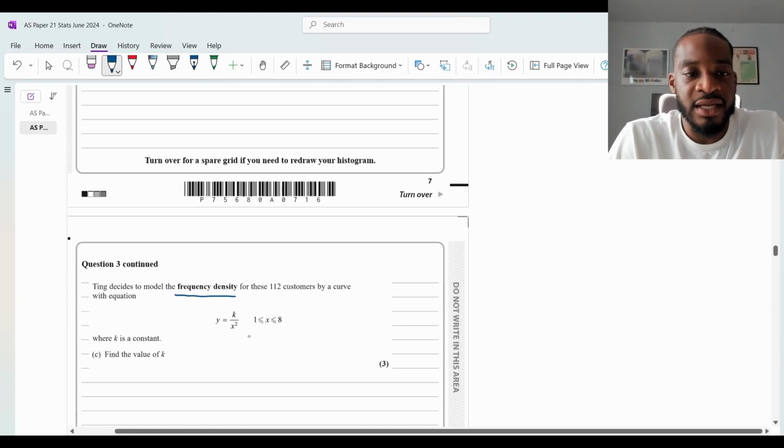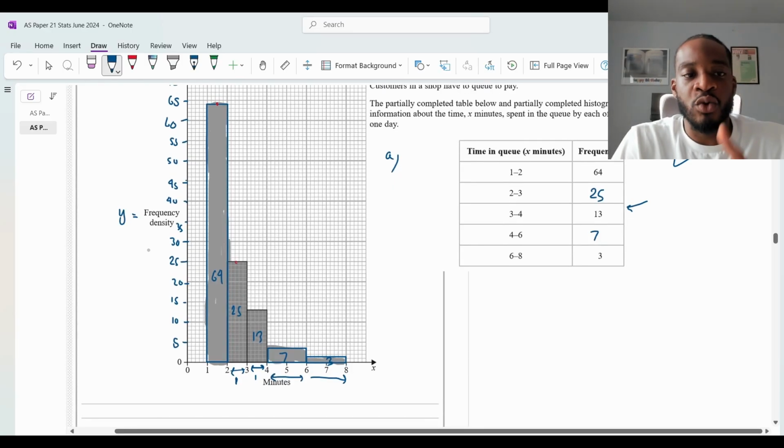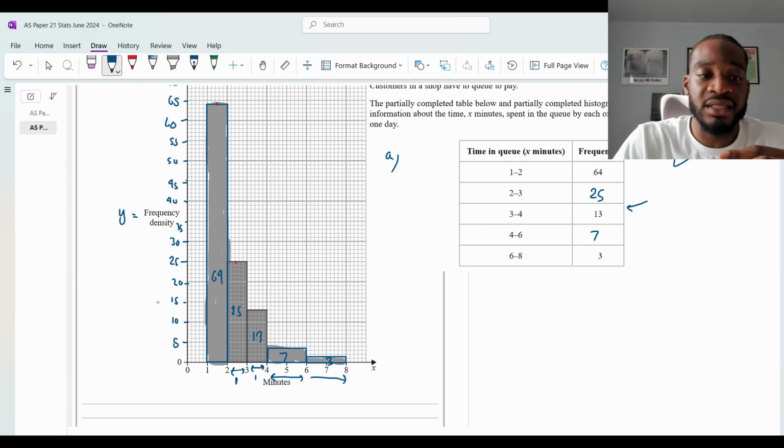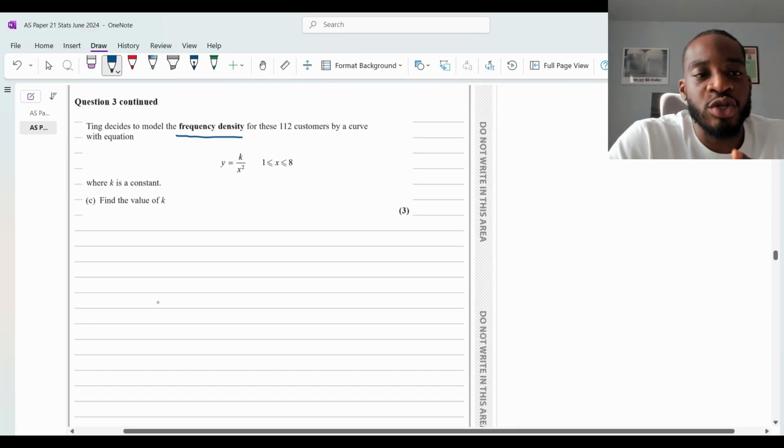K over x squared, we can now just say that this must equal y. So y is our frequency density, and we still have that horizontal axis of x. Now, the next thing is, what does that curve actually look like? You should have a good knowledge of your graphs. This curve essentially looks something like this.